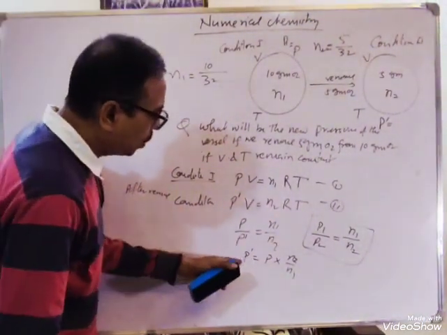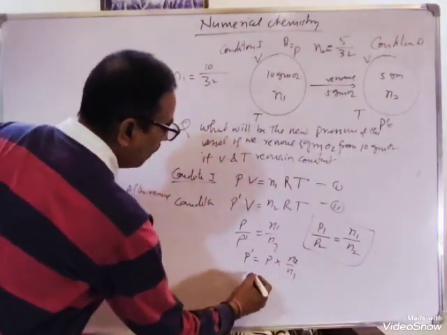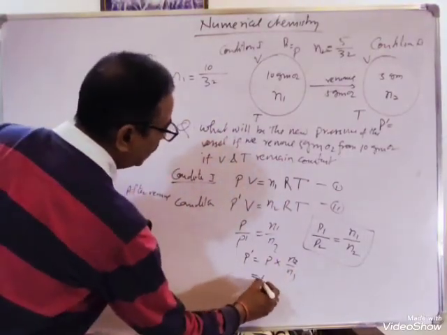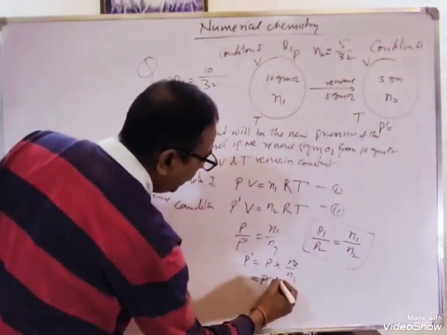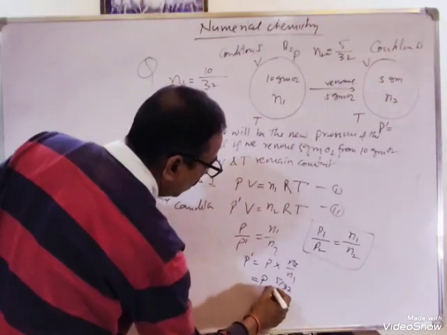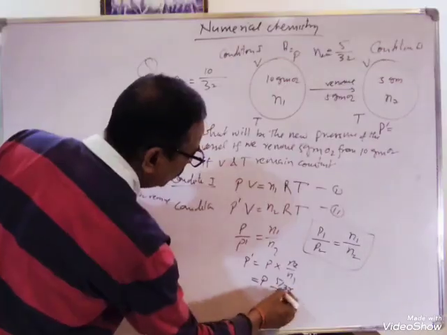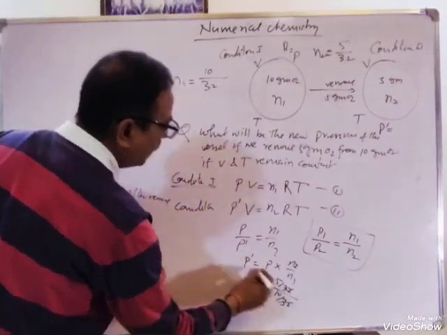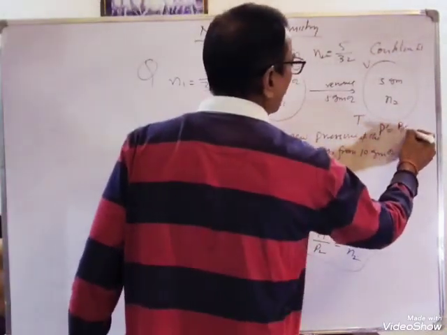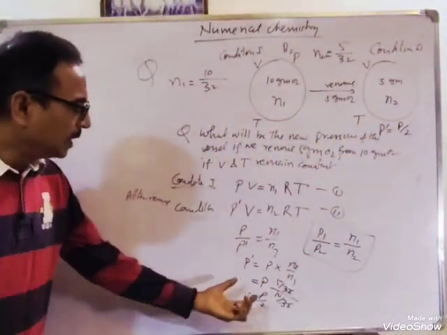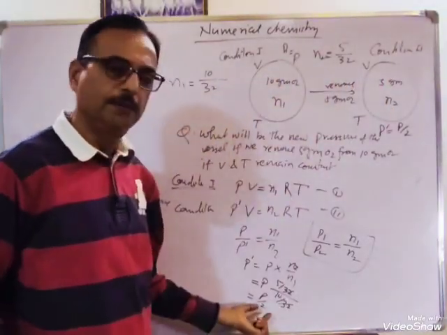Here you say P dash equal to P into N2 by N1. So here pressure is P in the first case, N2 is 5 by 32 and N1 is 10 by 32. So this will be P by 2. So the pressure will be reduced. Here if pressure is P, then new pressure will be P by 2. So you simply satisfy: if the gas is same, then you divide 5 by 10, that is half.